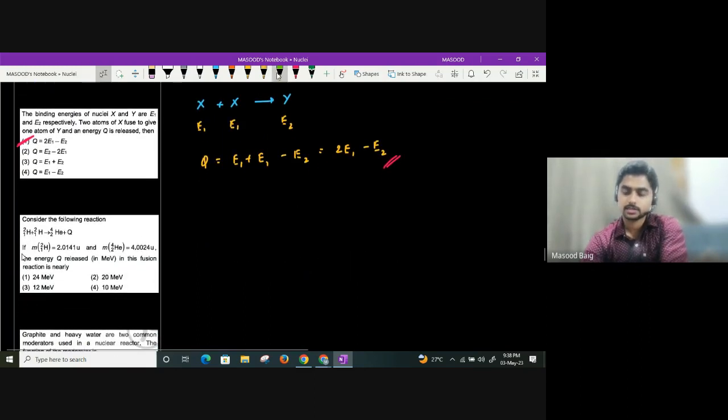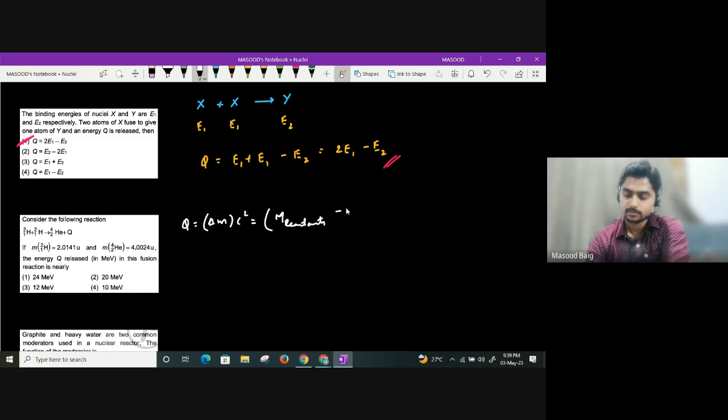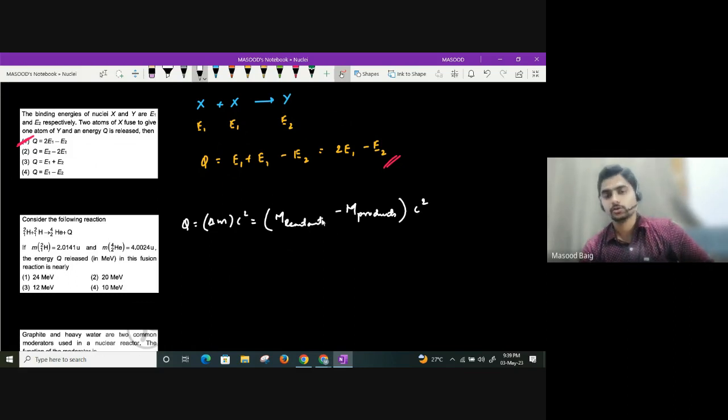Next case they are asking, consider the following equation. Mass of H12 is given, mass of helium is given. Q value in this process they are asking, guys. Now, first of all, we will find out the mass defect in this case. Energy release means it will be mass defect into C square. So what I can write is mass of the reactants minus mass of the products into C square. And always remember, if masses are given in atomic mass unit or unified mass, instead of C square, I can directly write 931.5, guys.